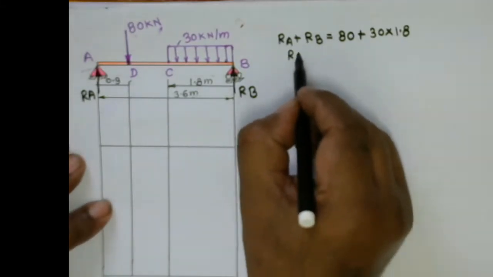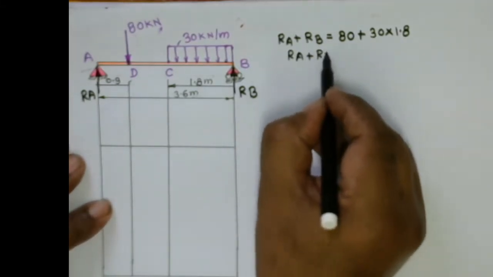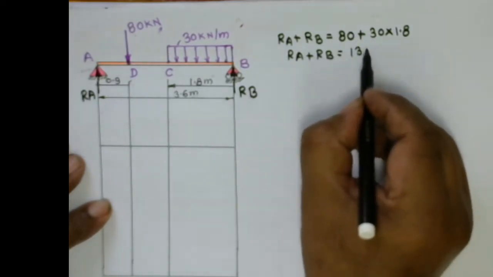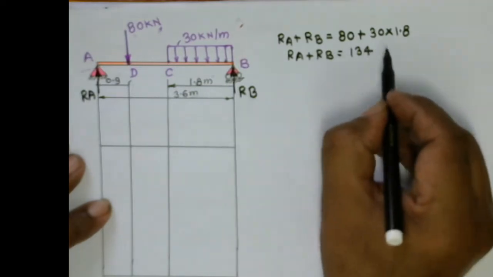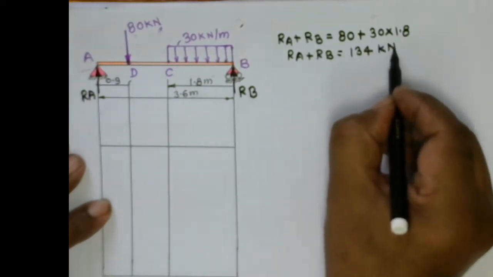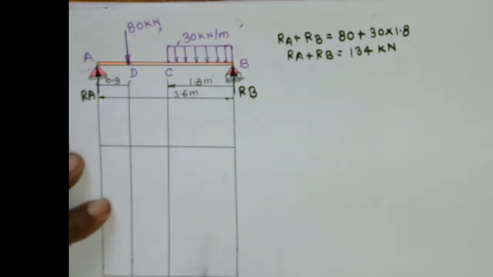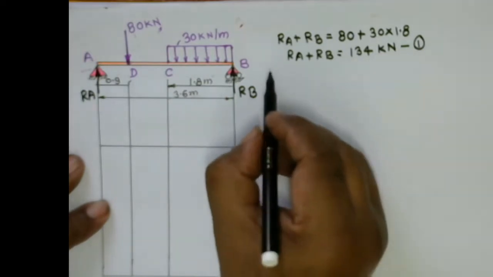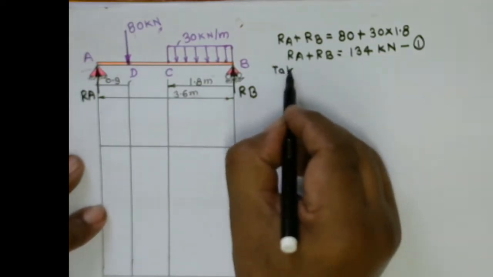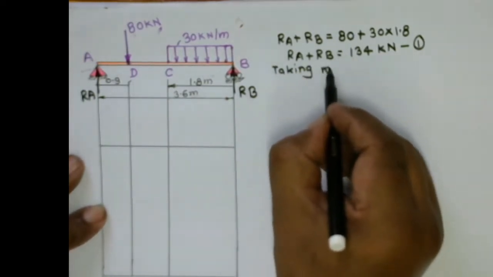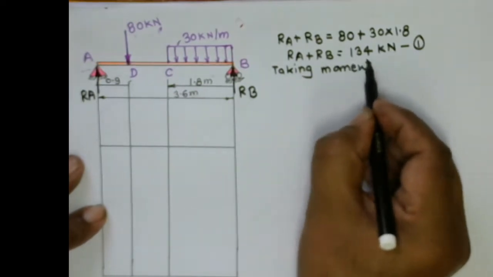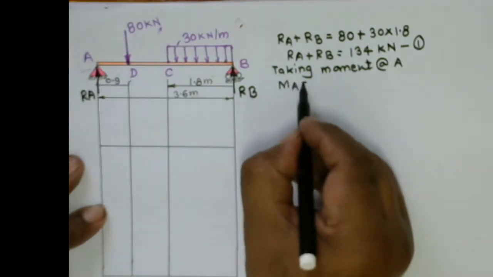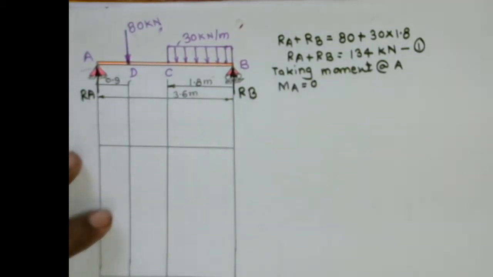So RA plus RB is equal to 134 kilonewton. Say equation number 1. Taking moments about point A, so you may write the moment at point A is equal to 0 and equate with 0.